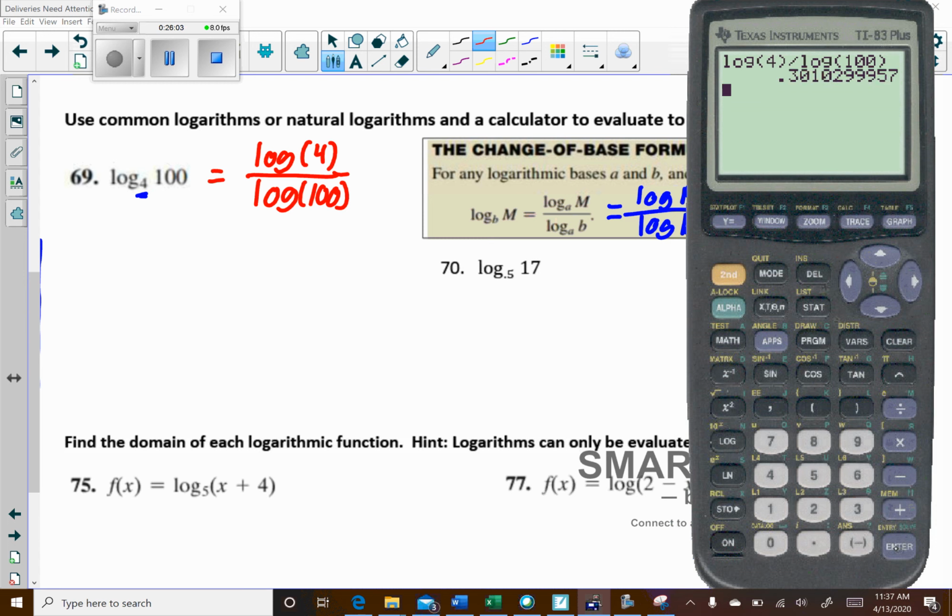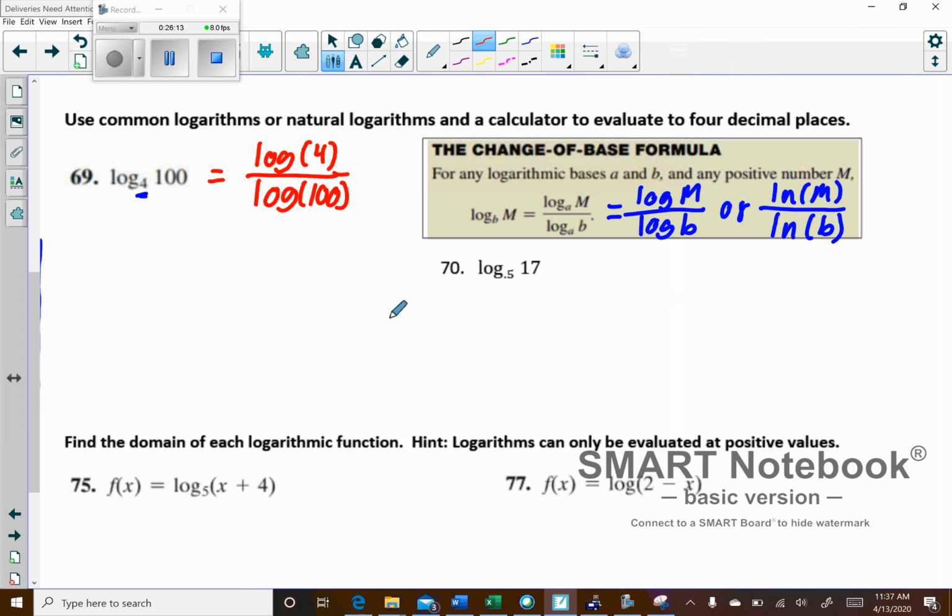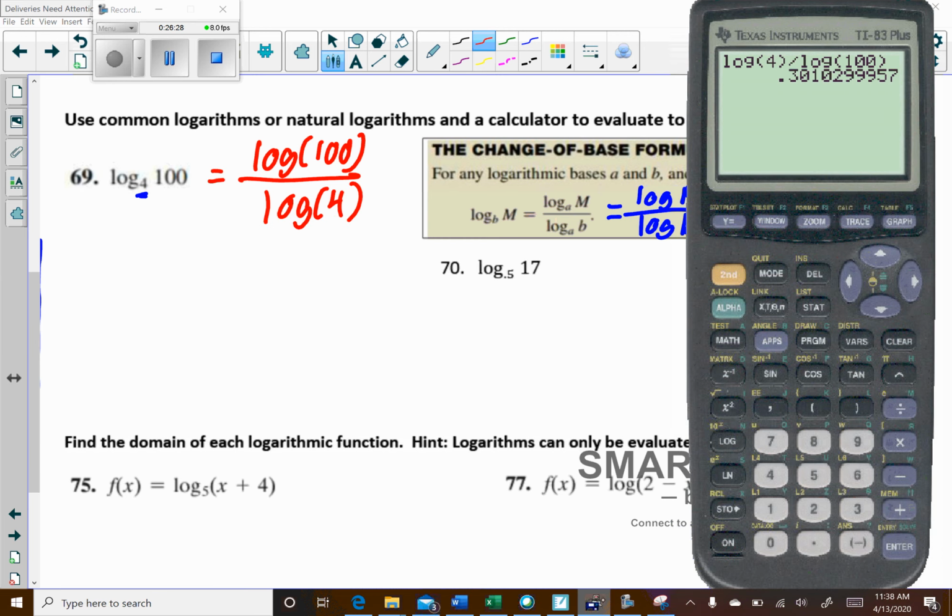Okay, so we'll go ahead and press enter. And so let's see. Oops, I did that wrong. I'm so sorry. Let me fix that. Y'all are probably yelling at the computer screen. Sorry about that. Let me fix that real quick. That should be log of 100 over log of 4. I'm so sorry. Okay, so let's go back and fix that.